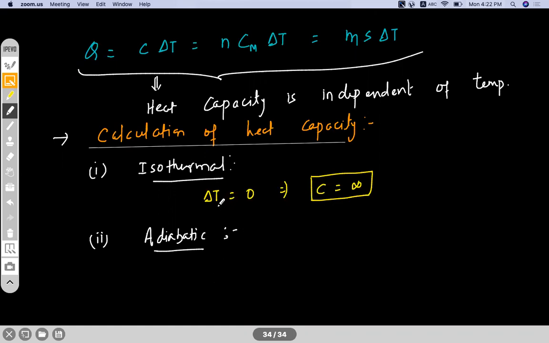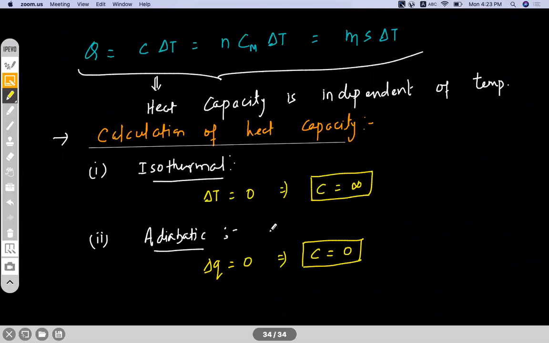Adiabatic process, we know in an adiabatic process, delta Q or Q is equal to zero. When Q is zero, what is the value of C, could you tell me? C value, zero. Again, adiabatic and isothermal, they are not going to ask you these two things. Just for understanding, we are doing this. Copy this down.